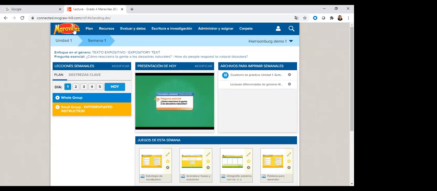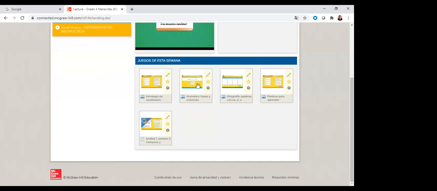All right, I'm gonna come back to here. And now I'm gonna talk to you about the fact that your guía de maestro is digitized over here per day. We're going to move this calendar along with unit, week, and day based on that calendario. Muy importante. Aquí tienen, ya les expliqué los archivos para imprimir semanales or your weekly printables. And the next thing I want to take you to is all of the juegos, all of the games for the week are already pulled out for you.